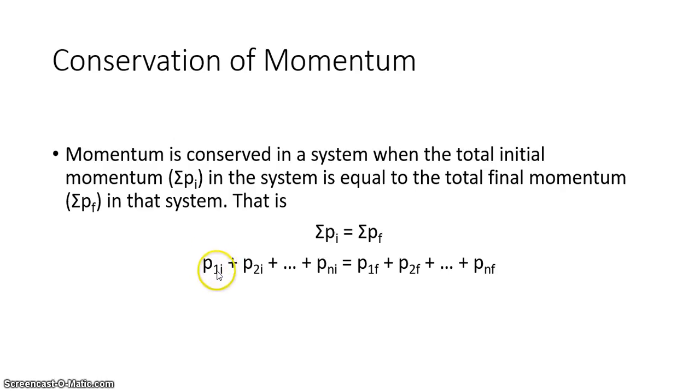Written a different way, the initial momentum of one object in that system plus the initial momentum of a second object, and so forth, until we get to the initial momentum of the nth object. If we sum all of those up together, that should be equal to the final momentum of the sum of all of those same items. And so that again would give us conservation of momentum.